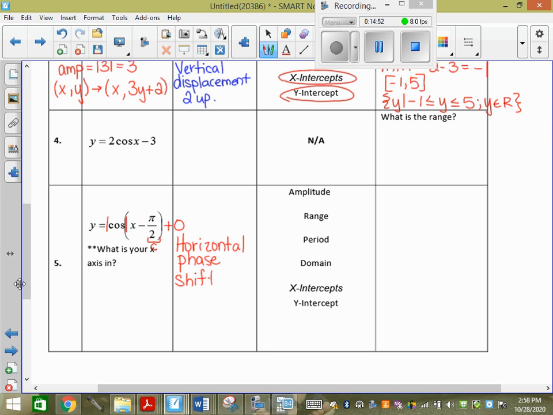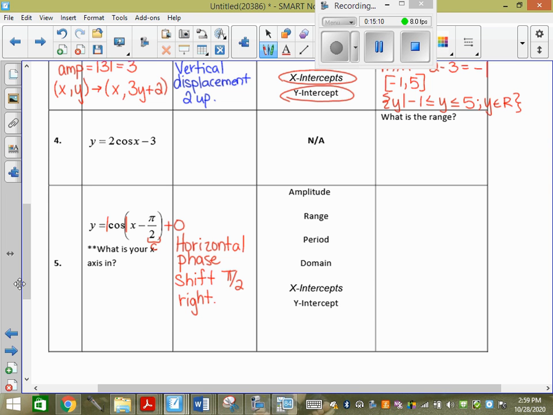Pi/2 to the what? This is one of those again where you're going to have to remember you have to have a 1 in front of your x or your horizontal phase shift will be wrong as well. Remember, you have to take that GCF out. This one doesn't have one.